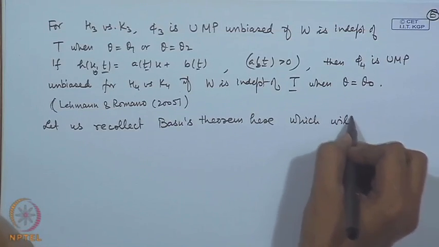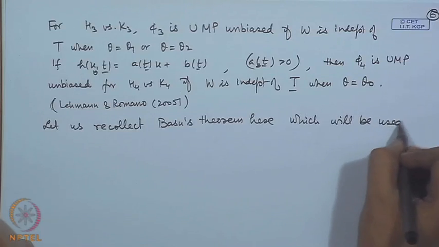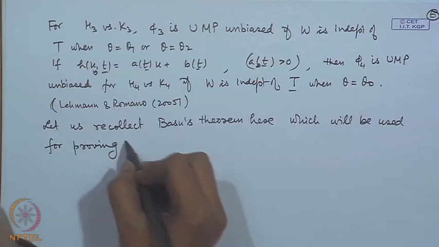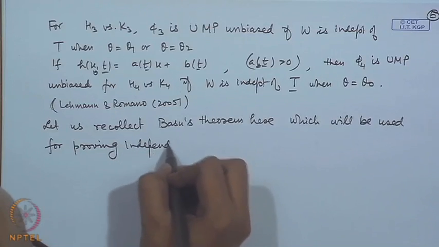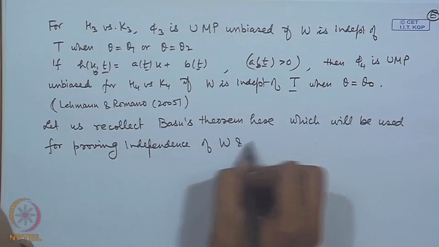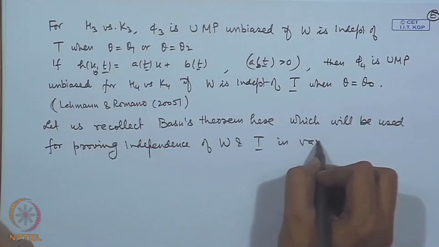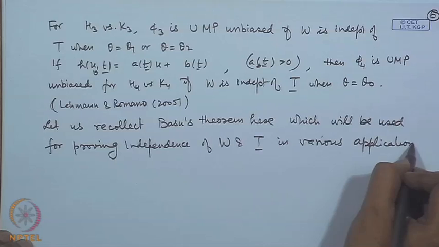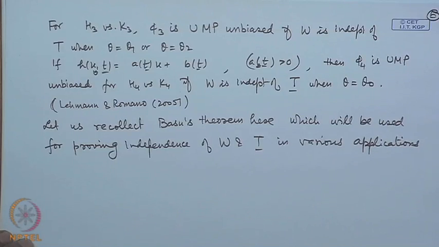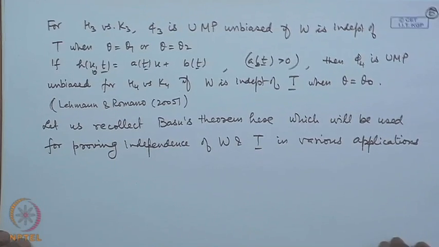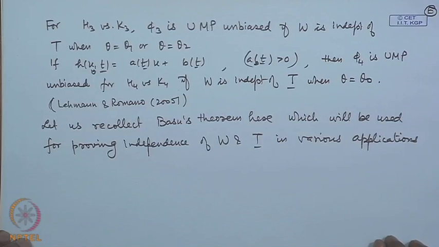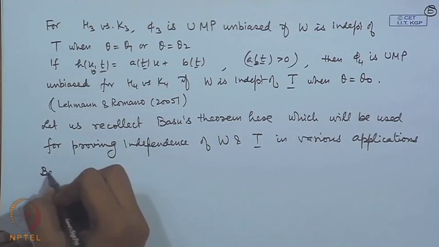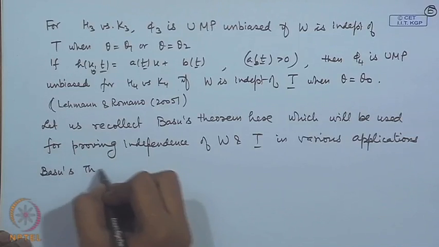Which will be used for proving independence of W and T in various applications. As I have mentioned, I will be mainly discussing the applications for testing problems in normal distributions. So, the Basu's theorem statement, let me repeat here.